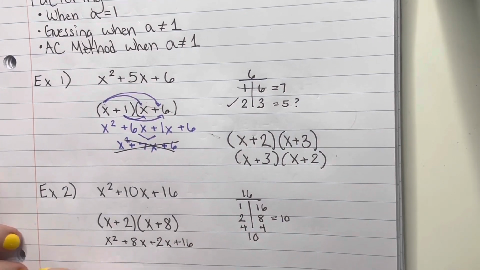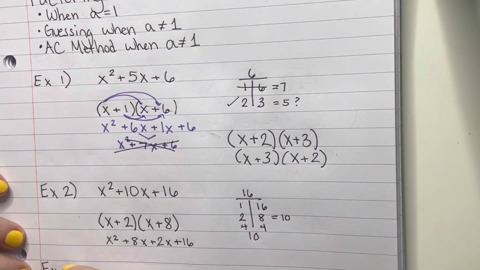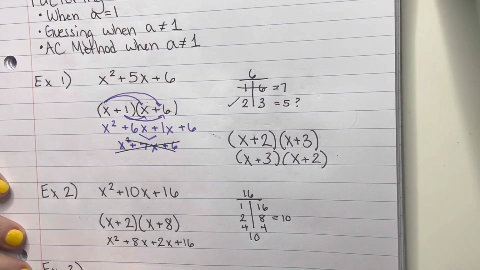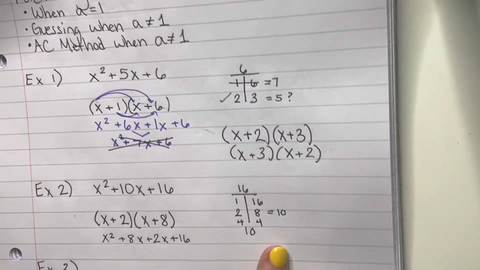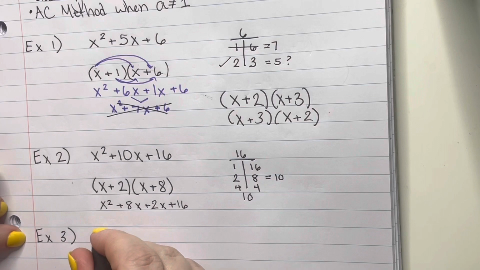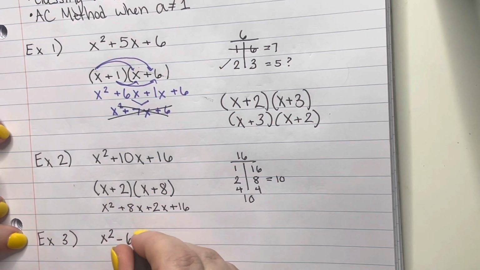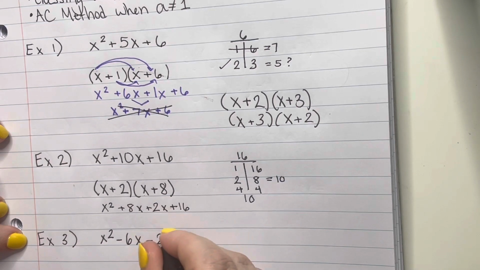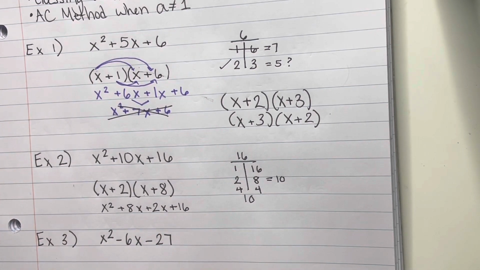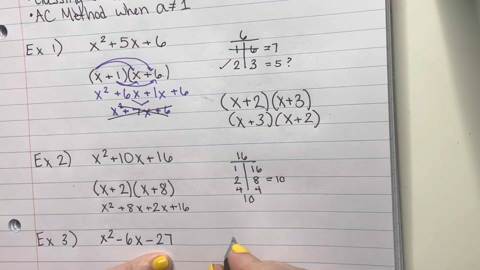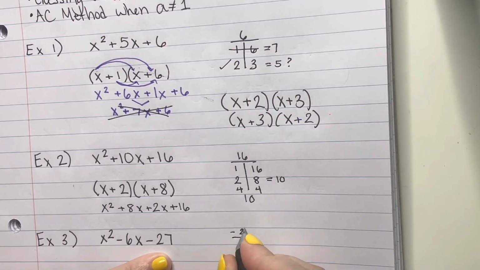Let's look at another example. I don't have a ton of space, but I think we can make this work. This time I'm going to introduce a negative number. So we're going to do x squared minus 6x minus 27. And so here we need to be really cognizant of the negatives. So we're looking for numbers that multiply to be negative 27.